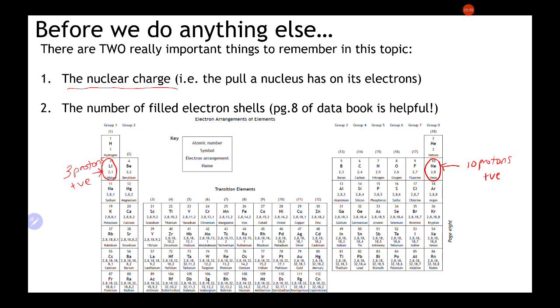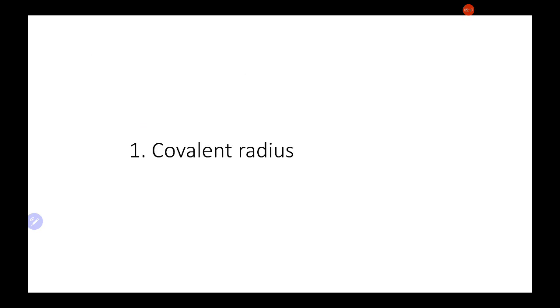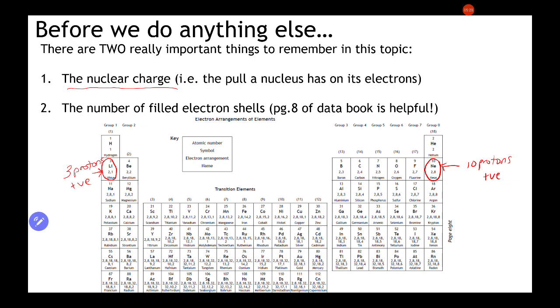The second thing is the number of filled electron shells. You've already looked at this whenever you were maybe in third year, last year as well, when you were drawing your electron arrangements. That's where page 8 of the data book is still quite helpful.